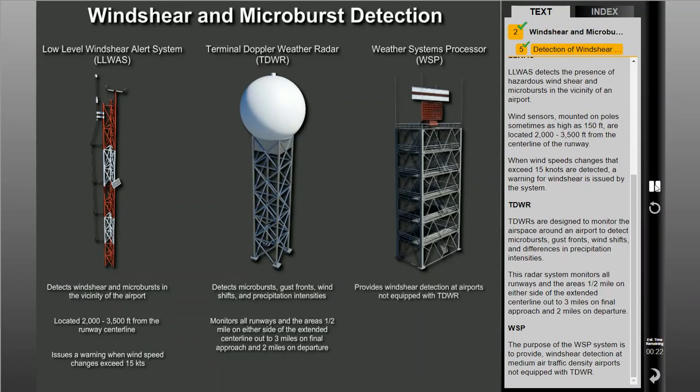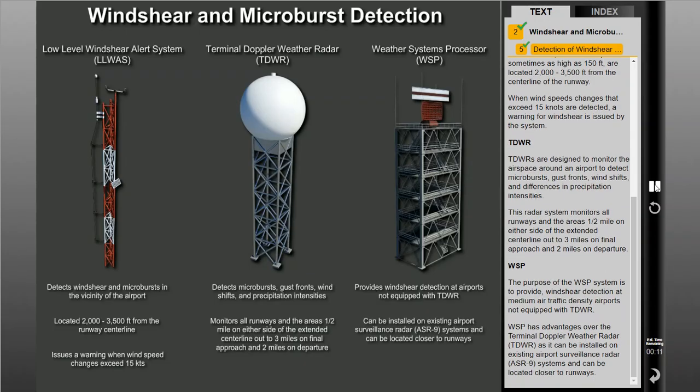The purpose of the WSP system is to provide wind shear detection at medium air traffic density airports not equipped with a TDWR. WSP has advantages over the Terminal Doppler Weather Radar, as it can be installed on existing airport surveillance radar and can be located closer to runways.